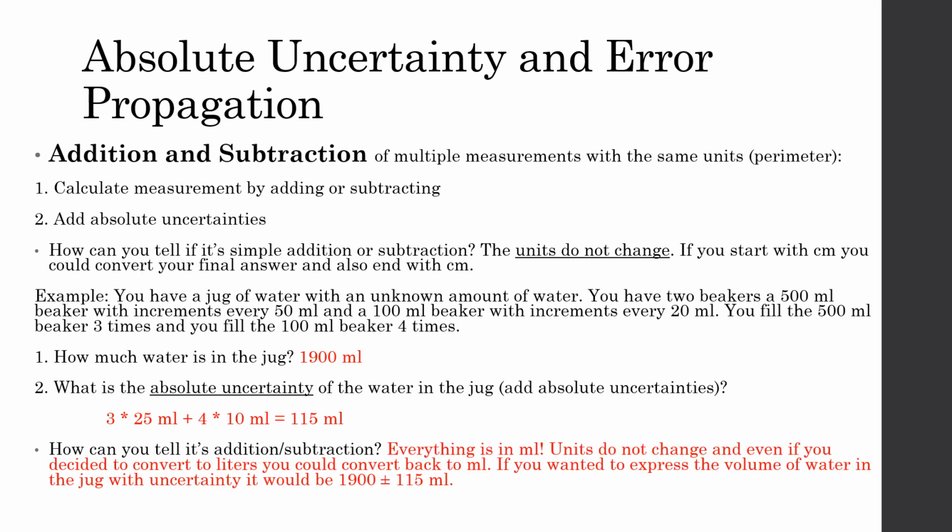So how can I tell that it's a simple addition/subtraction problem? Everything is in milliliters. Even if I chose for some godforsaken reason to convert how much water is in the jug to 1.9 liters, I could still convert it back to milliliters. No sweat. So at the end of the day, if you want to write it in standard form, so measurement uncertainty format, that would be 1900 plus or minus 115 milliliters.